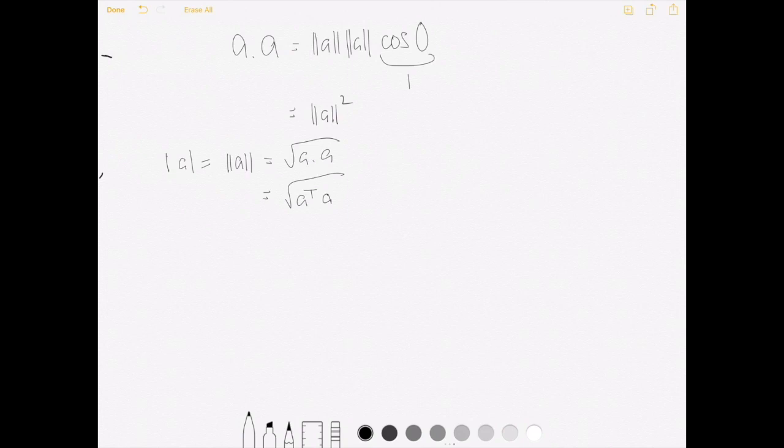So let's just go back to our little example. A was, what was it? 3, 1. So the magnitude of A is just the square root of 3 squared plus 1 squared, which is the square root of 10.